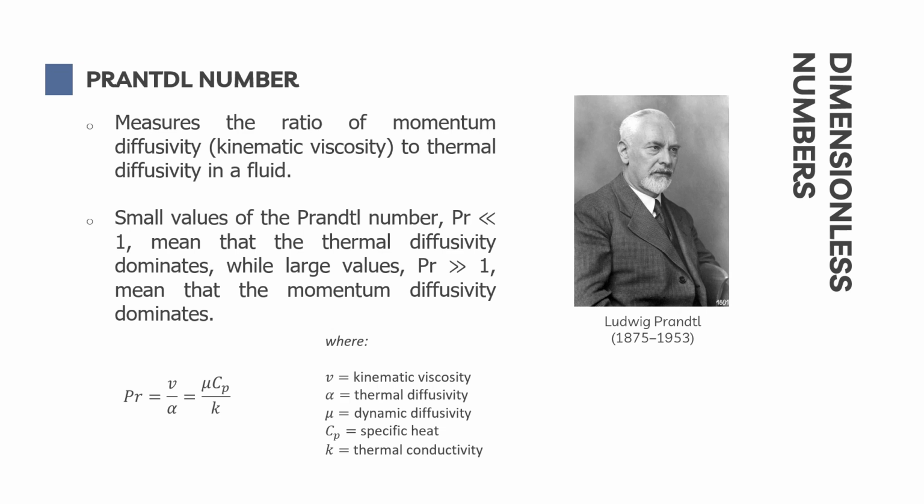Smaller Prandtl number suggests stronger influence of thermal diffusivity. In this case, heat transfer is more efficient through conduction, as heat diffuses quickly through the fluid. Examples include liquid metals like sodium or water.